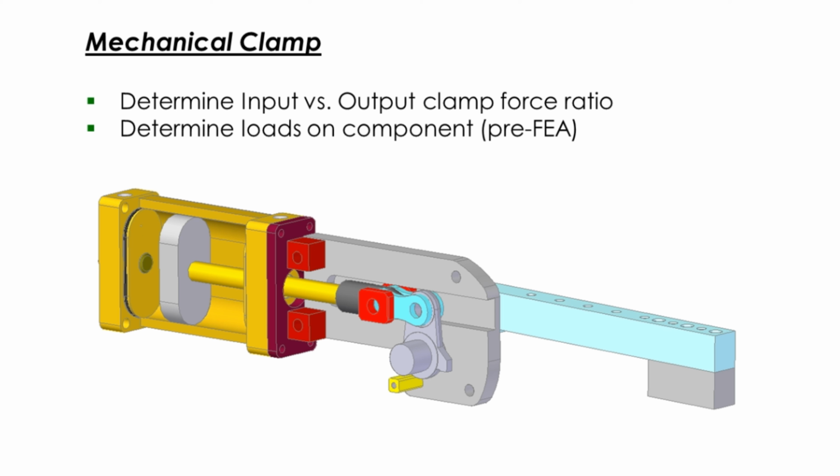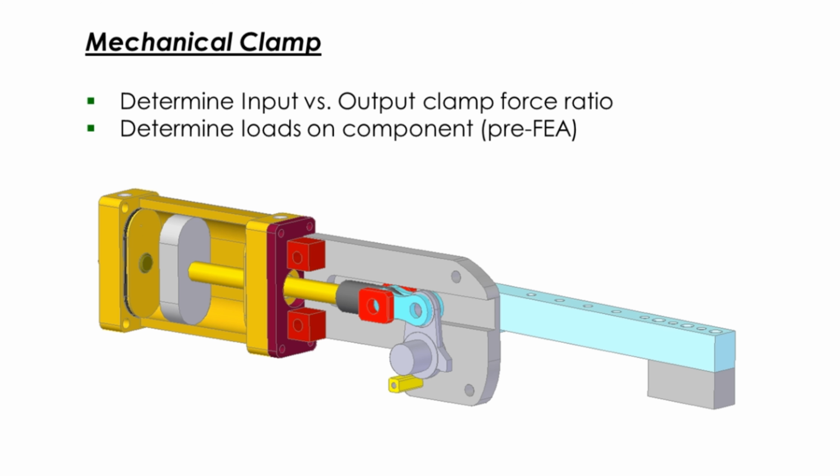In this demonstration of Dynamic Designer, we're going to simulate a simple clamp mechanism. There are two main objectives for the simulation. The first is to determine the input to output clamp ratio, and the second is to transfer the loads from a critical component into a Solid Edge Simulation FEA study.